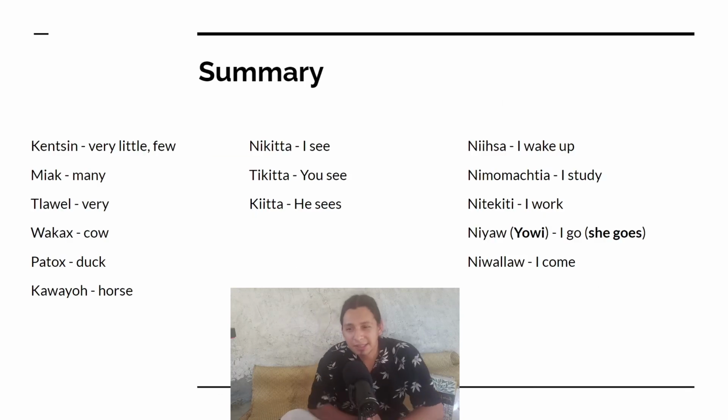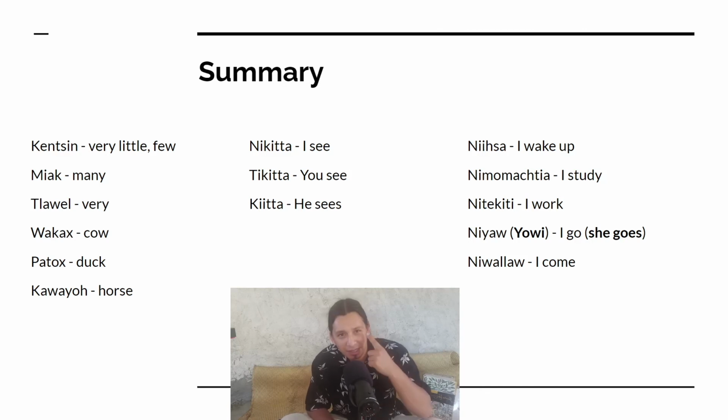All right, here's the vocabulary we learned. The words were kensin, miak, tlawel, wakash, patos, caballo. We might have missed caballo, but it means horse. Nikita, Tikita, and Kiita. Ni isa, ni momachtia, ni tekiti, niya, and yowi, and niwala, which means I come.